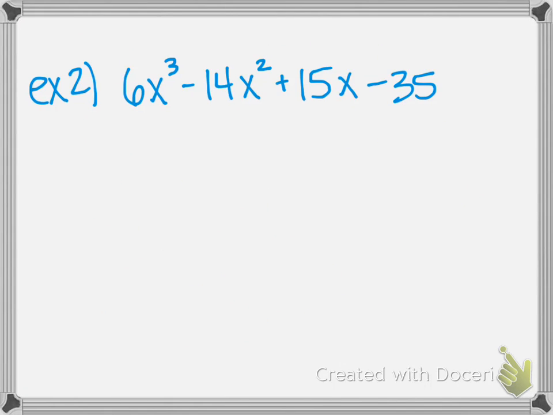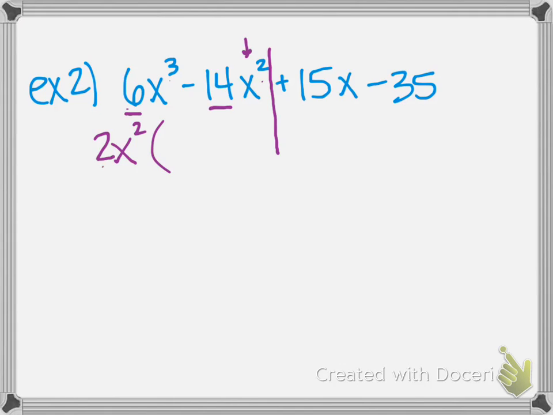Let's try another problem. Example 2 here. Always look for a GCF first. If we look through all 4 terms, there is no number that multiplies to 6, 14, 15, and 35. So we can go straight to the grouping process. We're going to draw a line down the middle. Then we're looking for the biggest number that multiplies to 6 and 14, which is going to be 2. Notice they also each have a variable, so we can take out the smallest exponent, which is going to be x squared. Then we'll divide each of those terms by 2x squared.